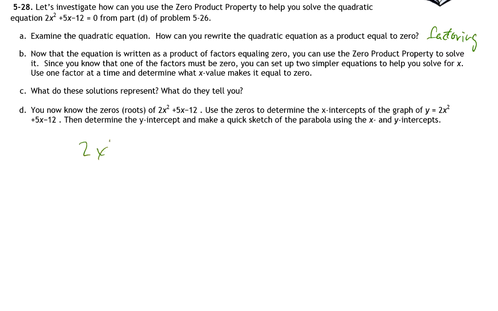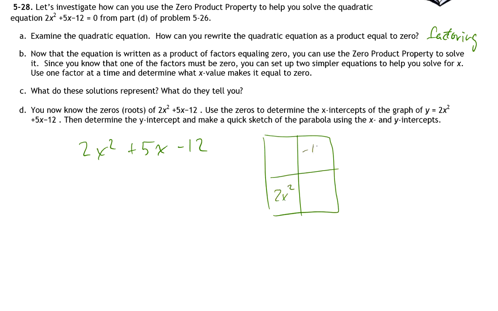So I've got 2x squared plus 5x minus 12. And I'm going to use my generic area model. So this is 2x squared. This is a negative 12. When I multiply 2x squared and negative 12, I get negative 24x squared. And I have to find two numbers that have that product, but they have to equal 5x's.